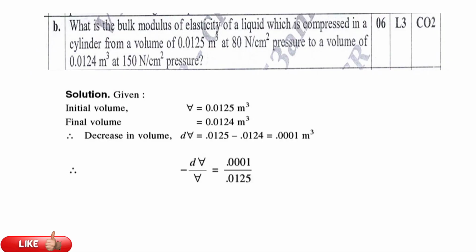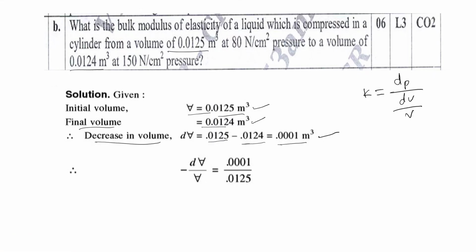The given data is initial volume V is equal to 0.0125 cubic meter. Then final volume is 0.0124 cubic meter. Change in volume is equal to initial volume minus final volume. We will get 0.0001 cubic meter. In the bulk modulus formula, we require change in volume with respect to original volume. Therefore, dV divided by V is equal to 0.0001 cubic meter divided by original volume 0.0125. This minus represents decrease in volume.